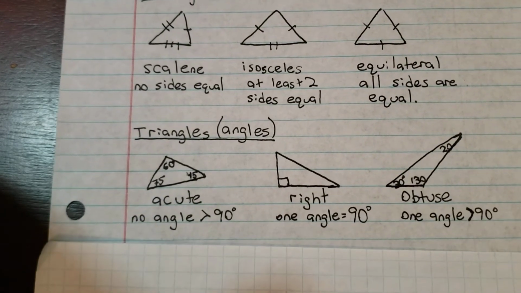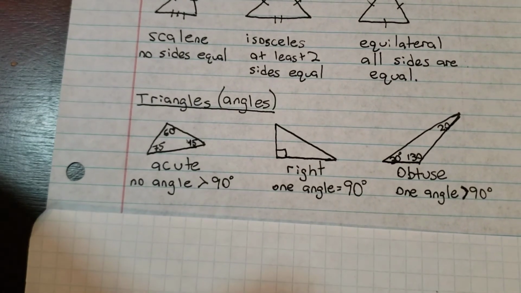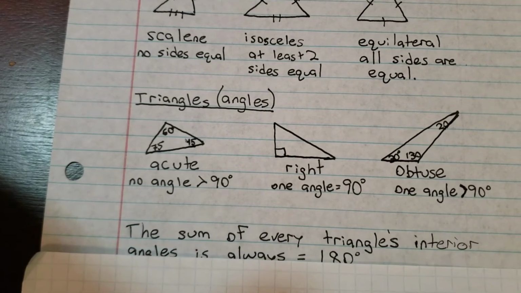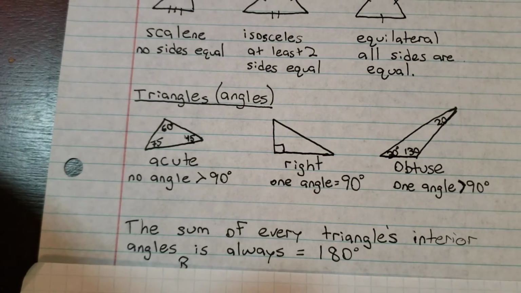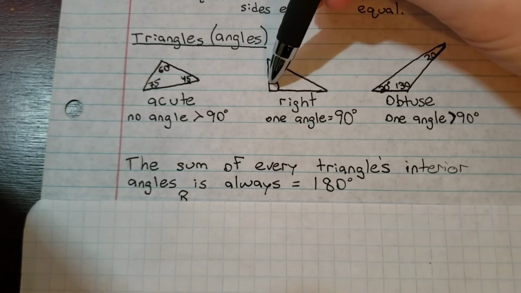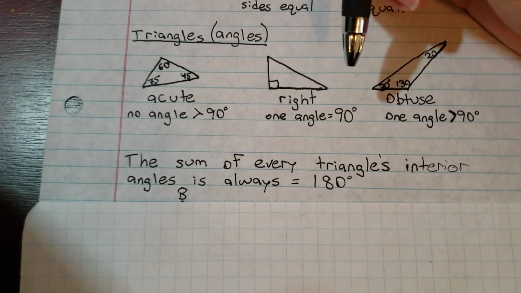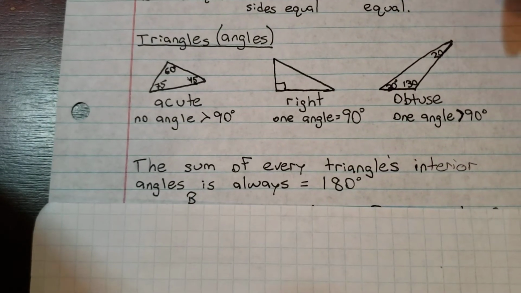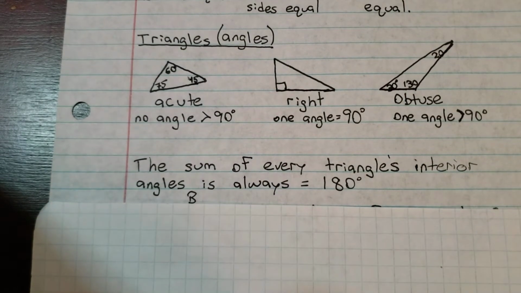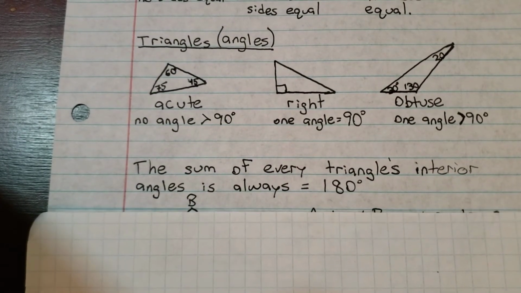Again, these are the definitions. Like I mentioned, the sum of every triangle's interior angles, that's the angles inside, is 180 degrees. Every single time, that's what it's going to equal, which will probably come into play sometime in the future.